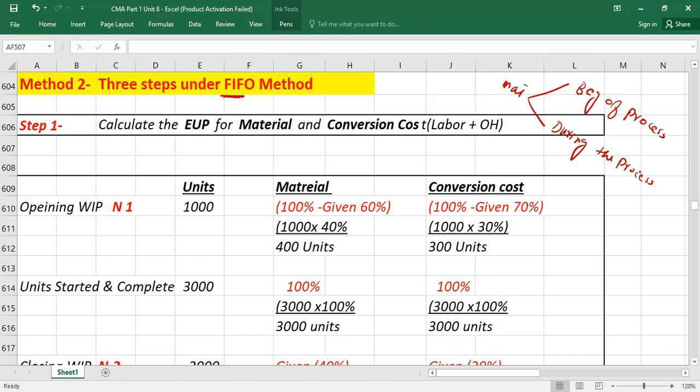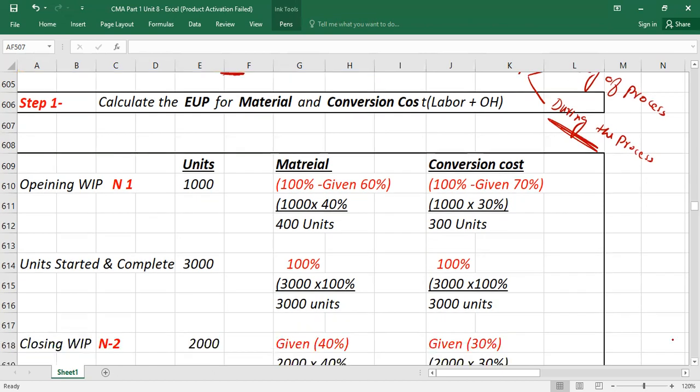Okay, now, so again, this format was first initially, which I'm going to explain, it is assumed as material is added during the process, because at the beginning of the process, I'll tell you what changes you will make. But whenever you are solving the FIFO method, you need three things. In the weighted average method, we need two things, transfer out and closing. But in FIFO, you will get three things.